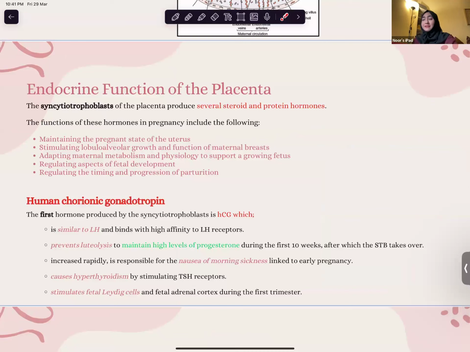Talking about the endocrine function of the placenta. Let me see if I have any questions. So no questions.